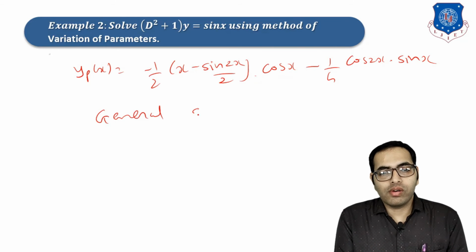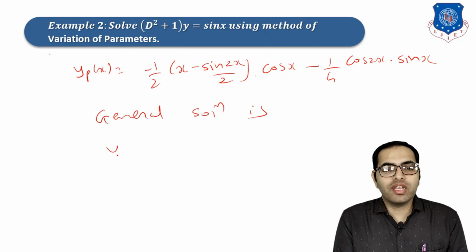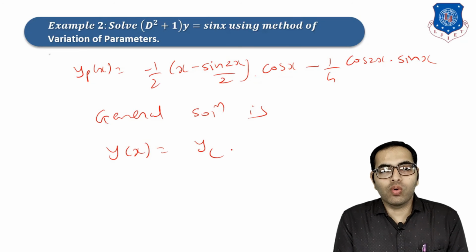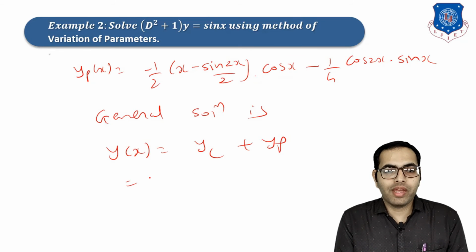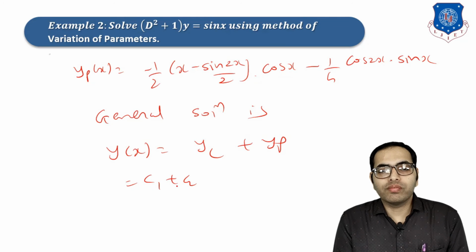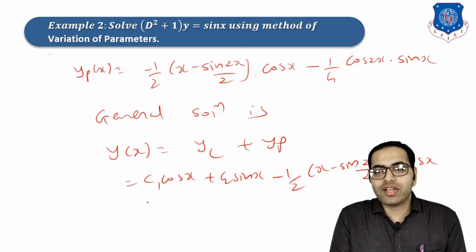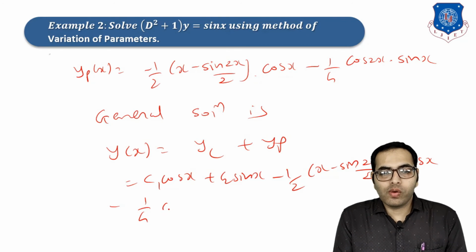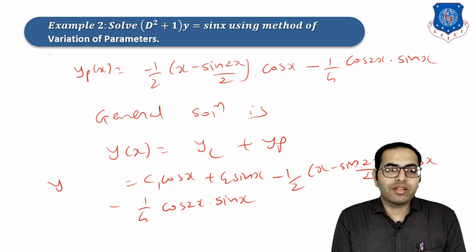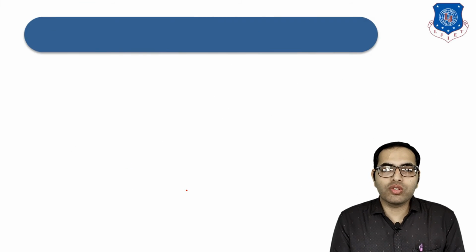Now the general solution is y of x equal to yc plus yp, where yc is c1 cos x plus c2 sin x, and yp is minus 1 by 4 (2x minus sin 2x) into cos x minus 1 by 4 cos 2x into sin x. That is our general solution.